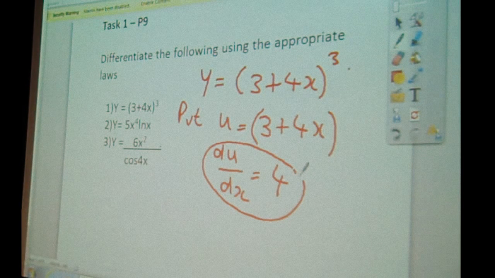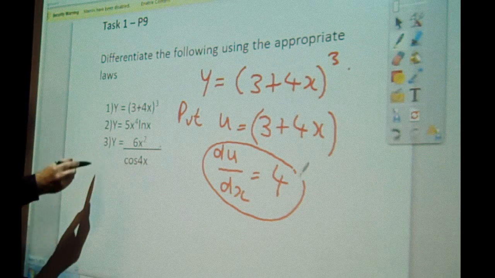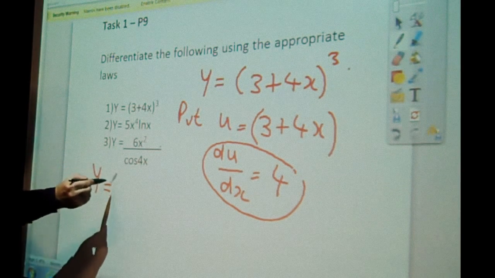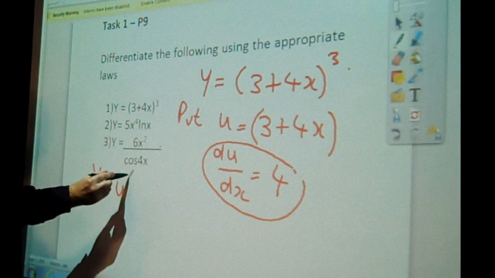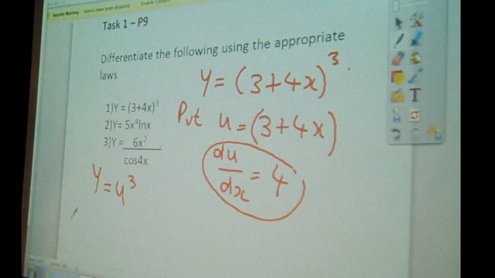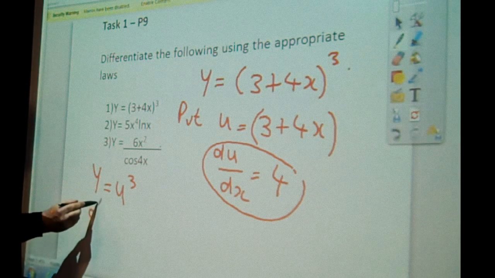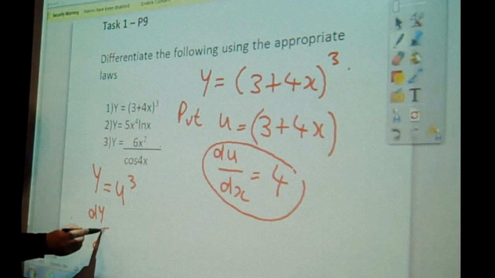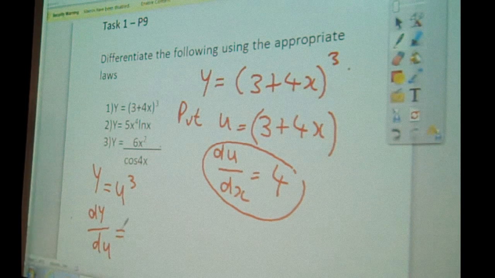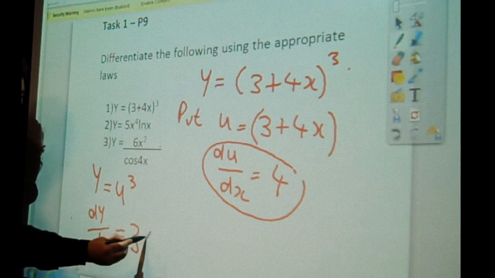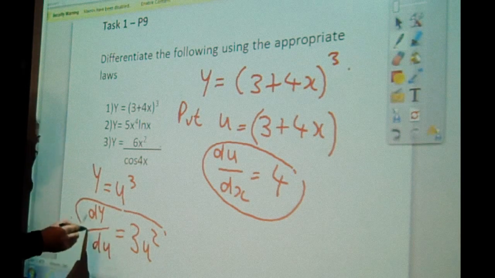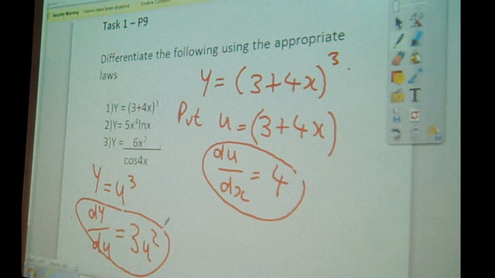So I'll put a little bubble around that, just to say that we've got to remember that. Okay? If we go back up to the top of the question now, we've now got y is equal to, we'll put u here instead of there, so we'll put u to the power of 3 here. And we've got to differentiate this one. So if we differentiate this one, it's actually dy by du, using the same principle. Put it to the front and take 1 off. That's what I say to the students. Put it to the front and take 1 off. So we know 3u squared. Put a little bubble around that.